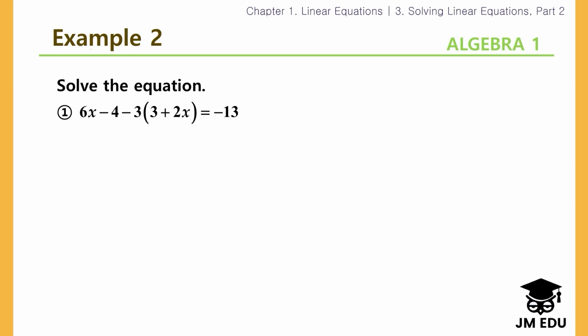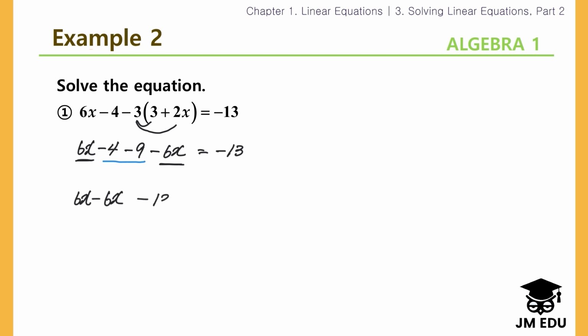Example number 2. The question is to solve the equation. So we have a parenthesis. Let's eliminate the parenthesis first. So we have 6x minus 4 minus 9 minus 3 times 2x, 6x is equal to negative 13, right? So like terms, x terms, right? Constants. So 6x minus 6x minus 13 is equal to minus 13, right?